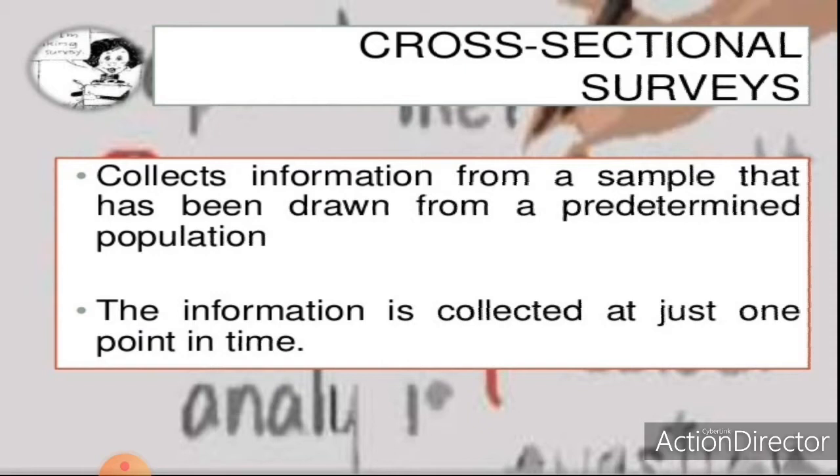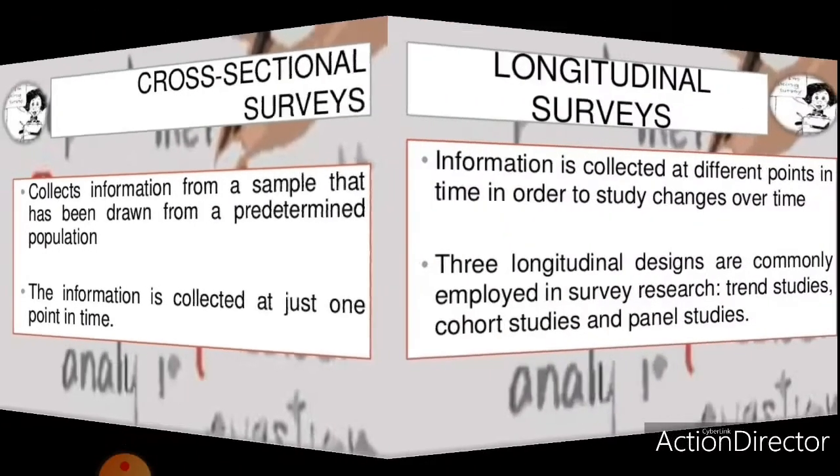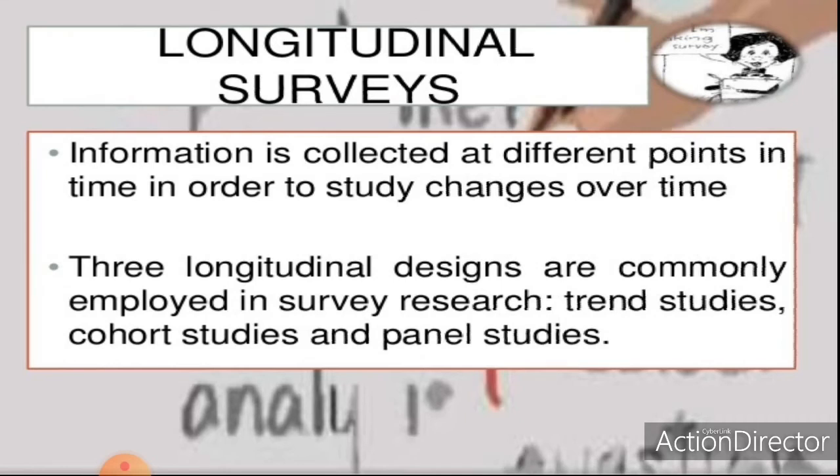Cross-sectional surveys are used to gather information on a population at a single point in time. Cross-sectional surveys collect information from a sample that has been drawn from a predetermined population. Now the second type of survey is longitudinal survey. Longitudinal survey gathers data over a period of time. That means the respondents are asked questions at different moments in time.